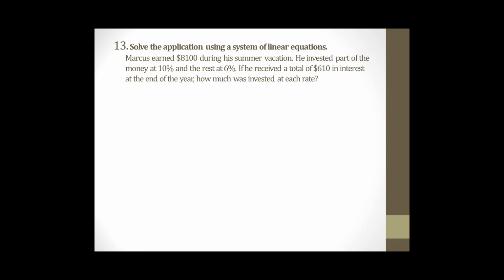And this says solve the application using a system of linear equations. And Marcus earned $8,100 during his summer vacation. Wow, I thought a vacation is supposed to be for fun. I don't know what he did in his vacation. But anyway, he invested part of that money at 10% and the rest at 6%. So if he received a total of $610 in interest at the end of a year, how much was invested at each rate?